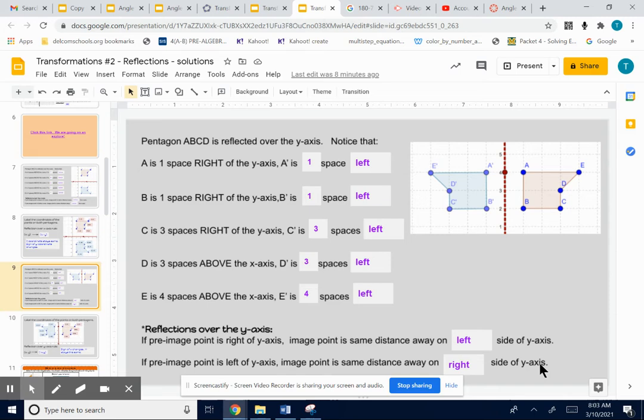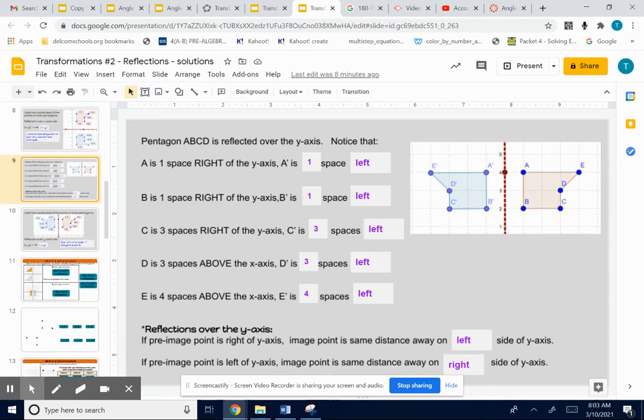Again, you'll get used to this as you work on some problems on Khan Academy and Delta Math, but I just want you to get the gist of it.